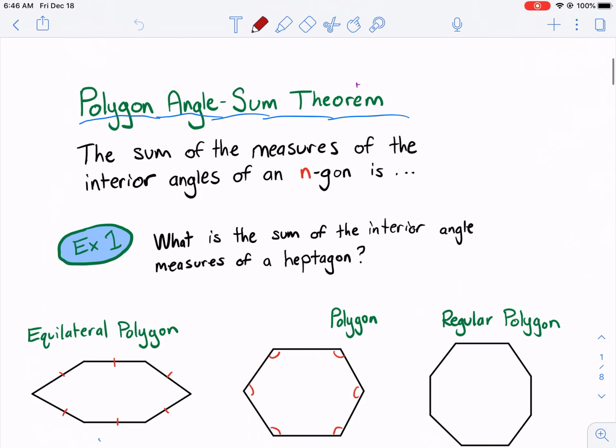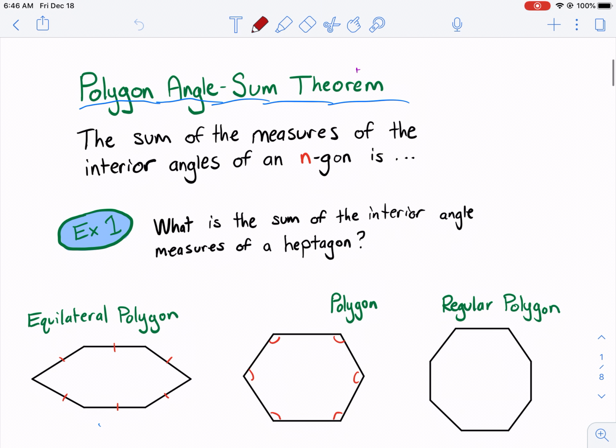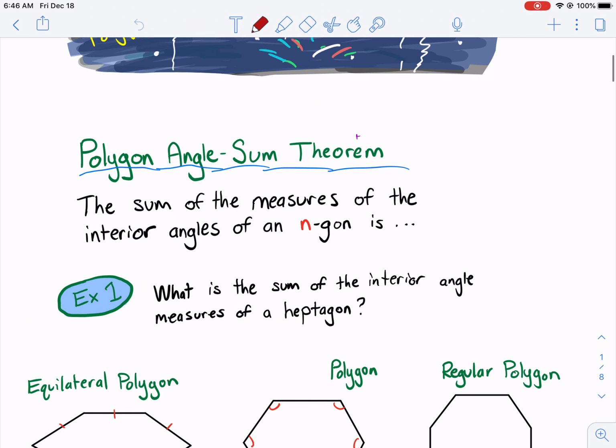So let's go ahead and get started. Polygon Angle-Sum Theorem: the sum of the measures of the interior angles of an n-gon. Okay, let's break some things down.